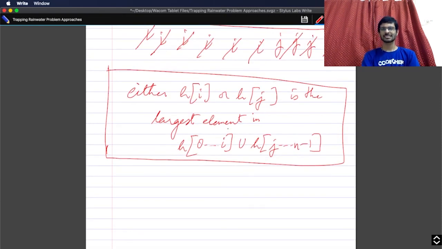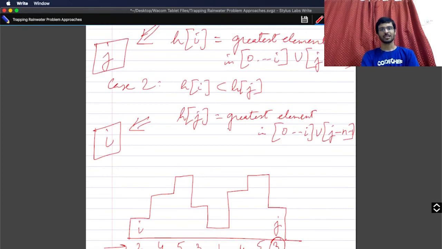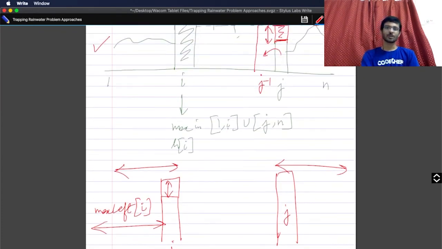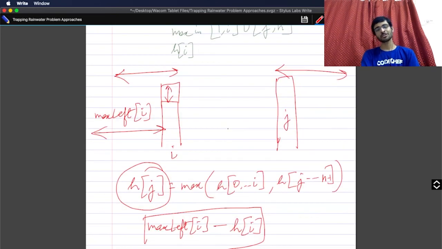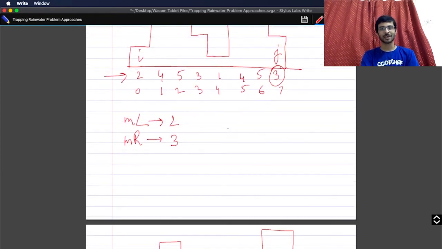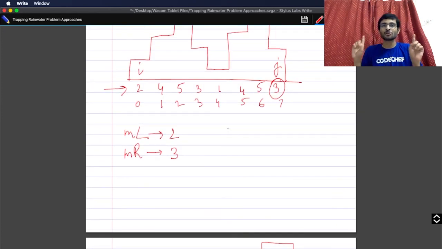Once we know this, the rest is easy, because I've shown you that if we know that one of them is the greatest element, I can find out the amount of water in the other one. But the important thing is we need the max left and max right. Because I'm having only 2 pointers, I don't need to store all the values. I just need the max left up to i and the max right up to j, and only these two values, not up to j plus 1, j plus 2, or i minus 1, i minus 2. I want only up to i from the left and up to j from the right. Make sense?